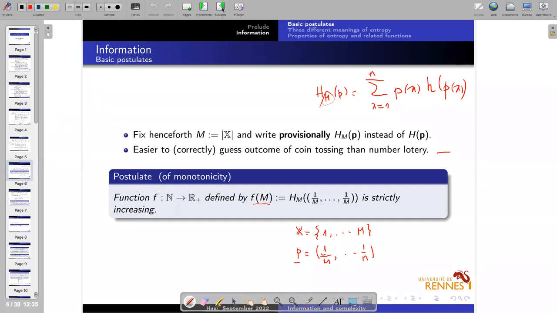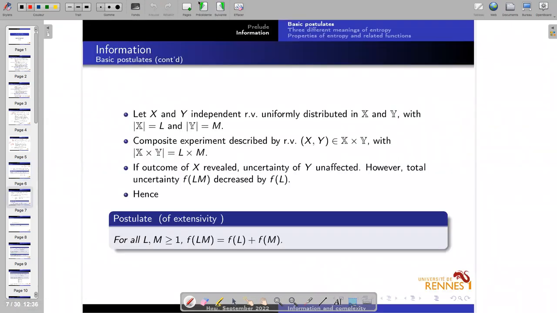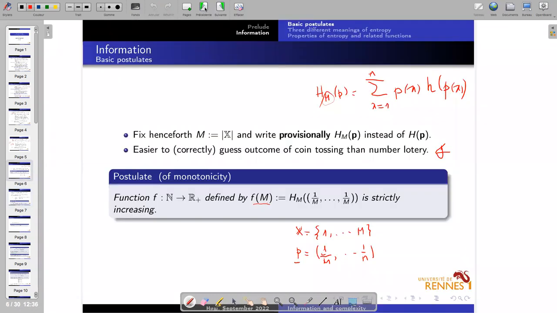Yes. So do you agree that this function, because of this observation, must be an increasing function of M? The bigger the set of outcomes, the bigger is the reduction of uncertainty if I know the answer. Is it okay? Is it okay for somebody? There is still a question? Apparently, everybody is okay. Okay, thank you.